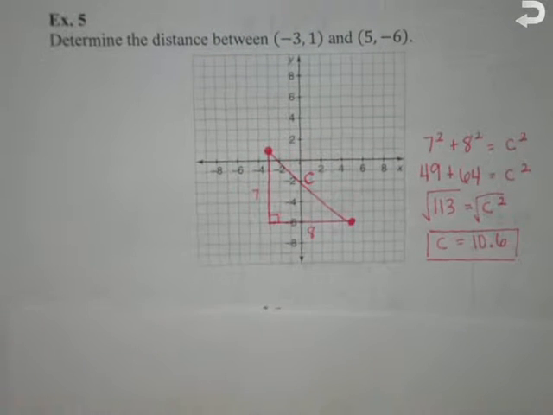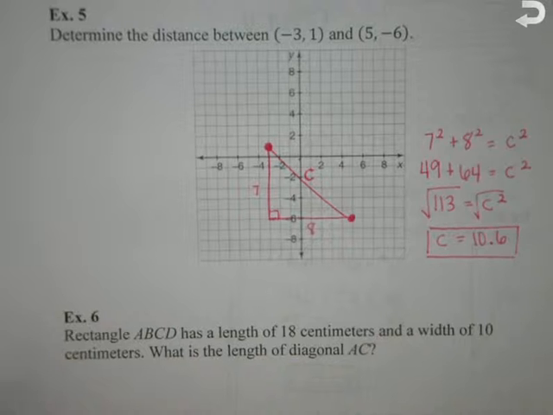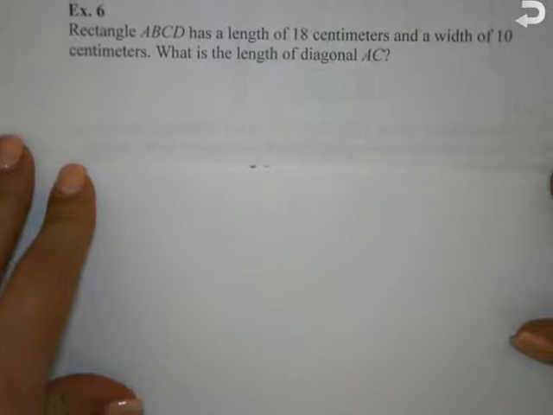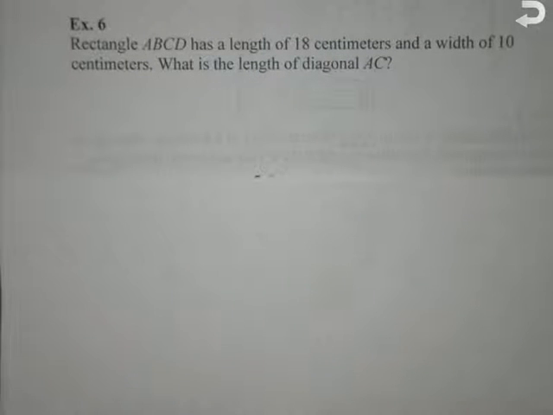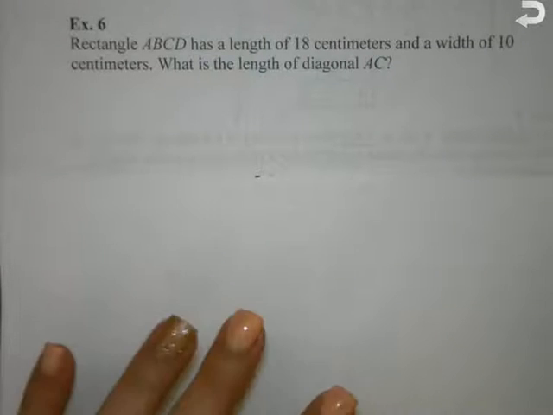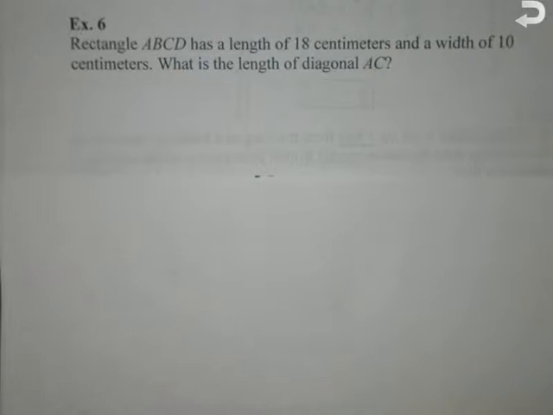Okay, we're almost done with Unit 0. And then we have Unit 1 really quick. Okay, example 6. Rectangle ABCD has a length of 18 centimeters and a width of 10 centimeters. So what do you think you guys need to do?